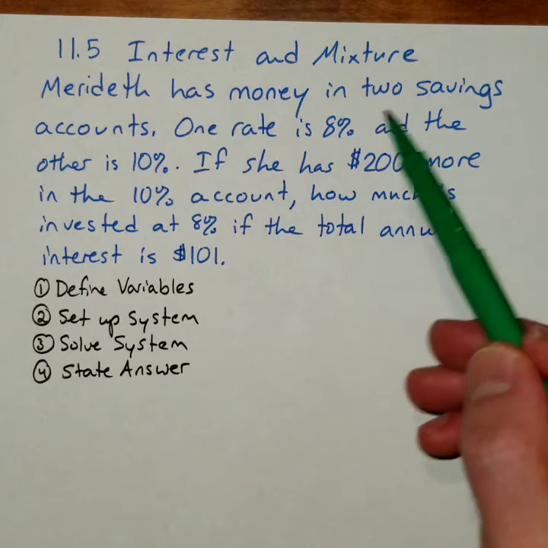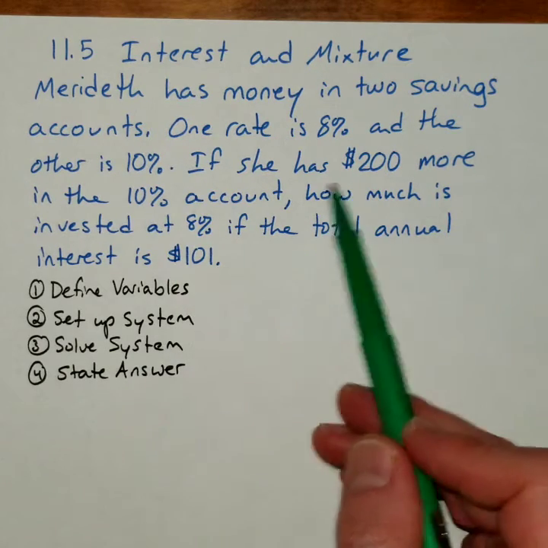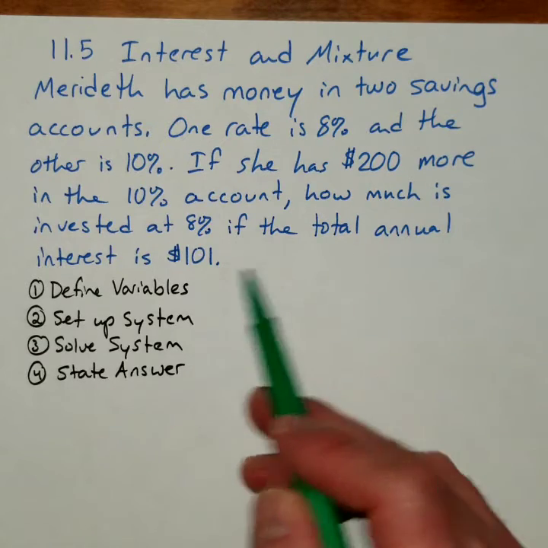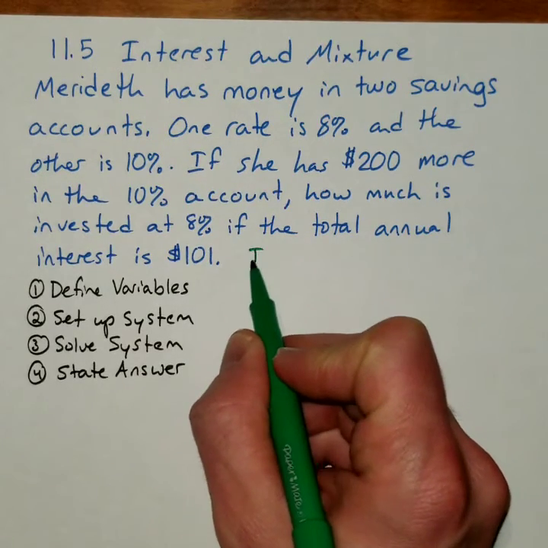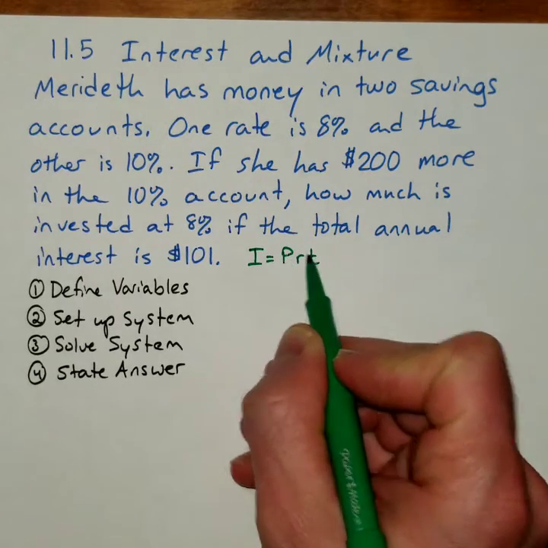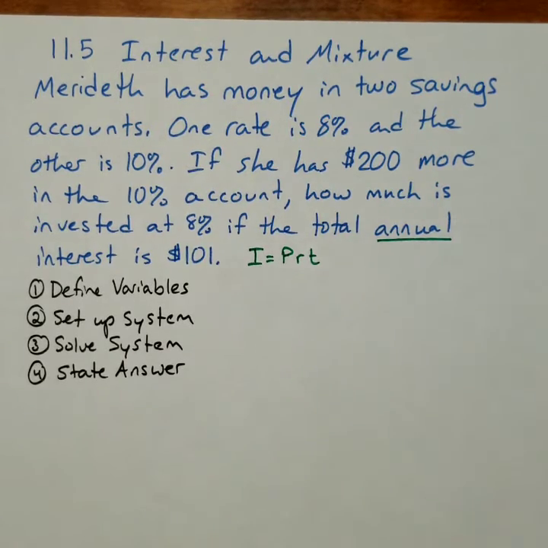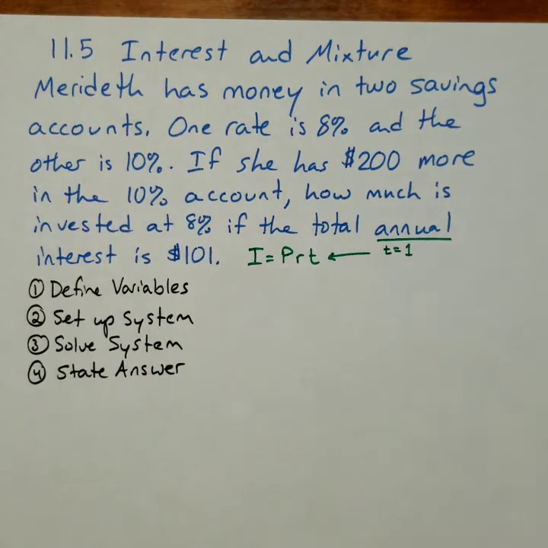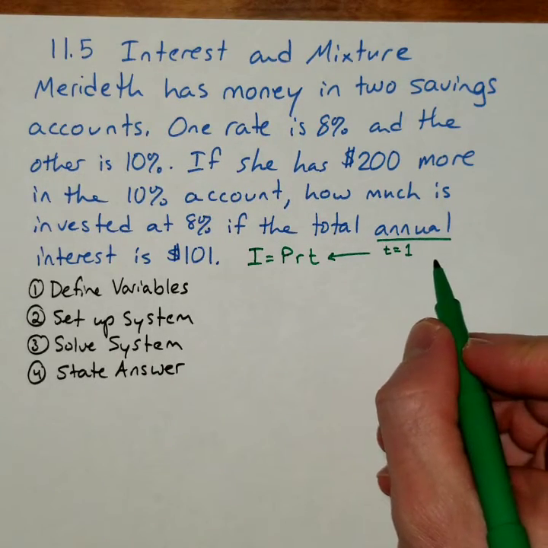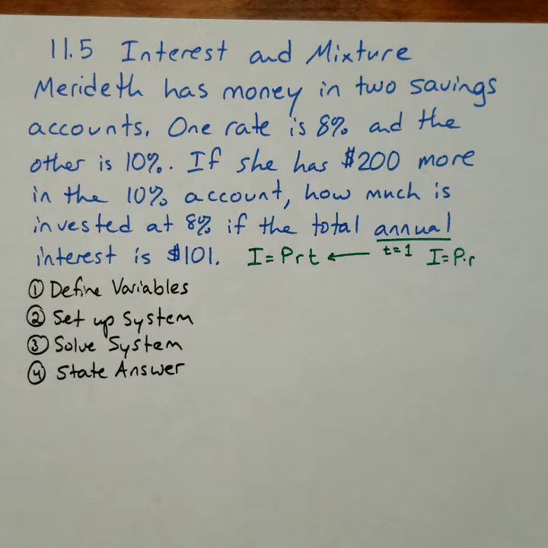She's got two savings accounts, two different interest rates. The 10% has $200 more in it, and the total annual interest that she makes is $101. So if we take a look at the interest formula that we've looked at before, I equals PRT, interest is principal times rate times time. This formula can be reduced down because this word annual right here is the interest over 1 year. So we're not interested in any other time period, just 1 year. So we want t equal to 1 to be substituted in for that t, and so this formula reduces down to interest equals principal times rate. Okay, so we don't need the factor of time.